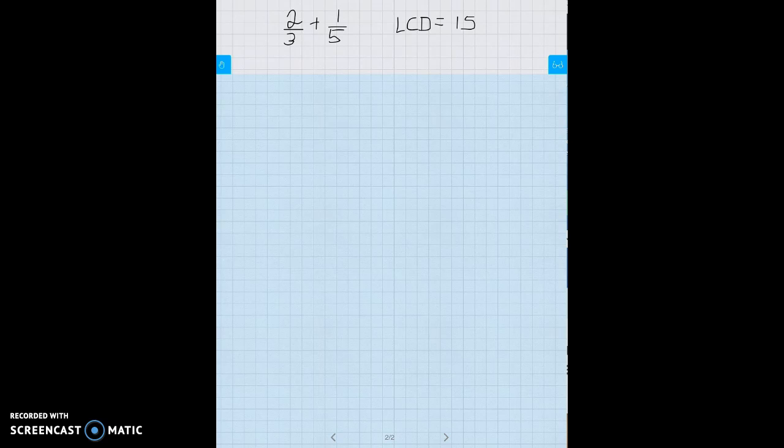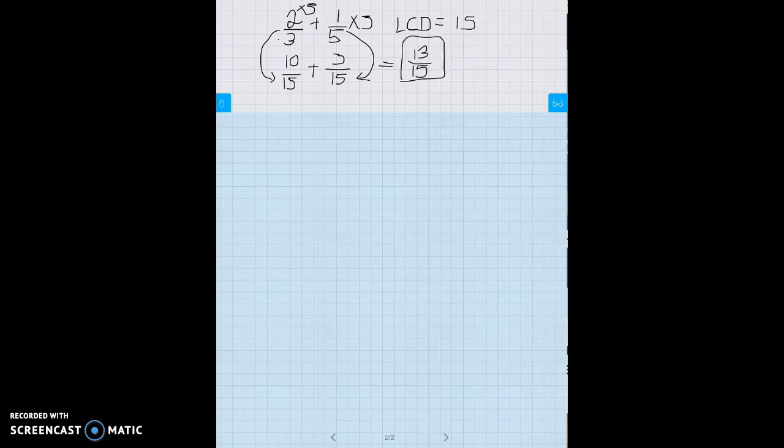So you had to take 3 and say, what would I have to multiply by to get the 15? And it was times 5. So then you multiplied the numerator times 5, and that would give you 10. And then same thing for your second fraction. You asked yourself, what would I multiply times? In this case, it was times 3, because 5 times 3 is 15. And so then 1 times 3 is 3. So that would give you 13 over 15. And then you tried to simplify if you could.